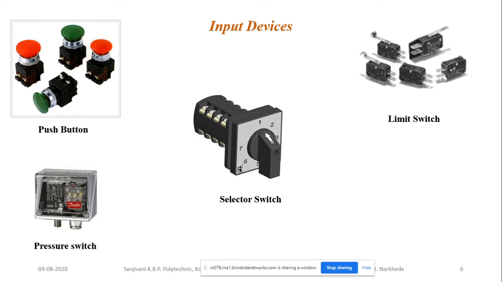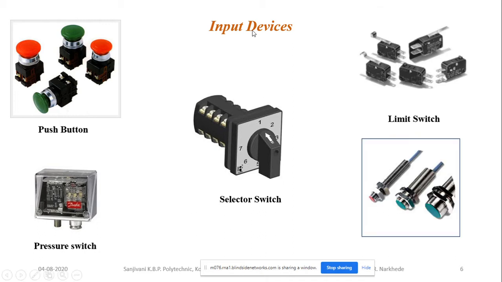The next one is the pressure switch that we discussed yesterday. In process industries, sometimes we need to maintain the pressure within a certain limit. At that time we use the pressure switch. If the pressure goes beyond a certain limit, then the pressure switch will give the triggering command to the valve, and the valve will open and release certain pressure.